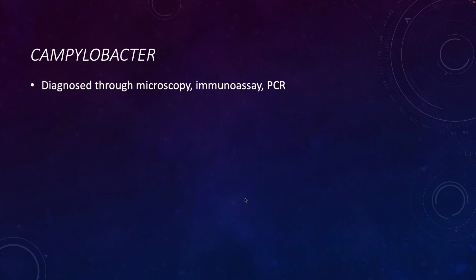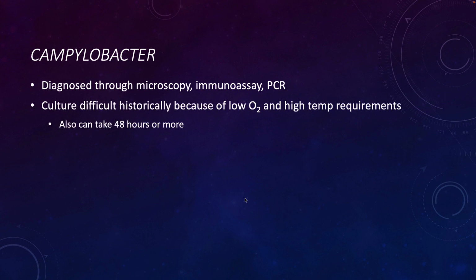The bacterium can be diagnosed through microscopy, particularly of a stool sample, immunoassay or PCR. Culture is difficult historically because of the low oxygen requirements and the higher temperature. So you have to have a specialized incubator, basically, that is a low oxygen incubator that provides the CO2 necessary and is also set at a higher temperature. So it would almost have to be like a specialized Campylobacter incubator rather than one of your regular incubators. It's also slower growing. It can take 48 hours or more for colonies to show up on a plate.